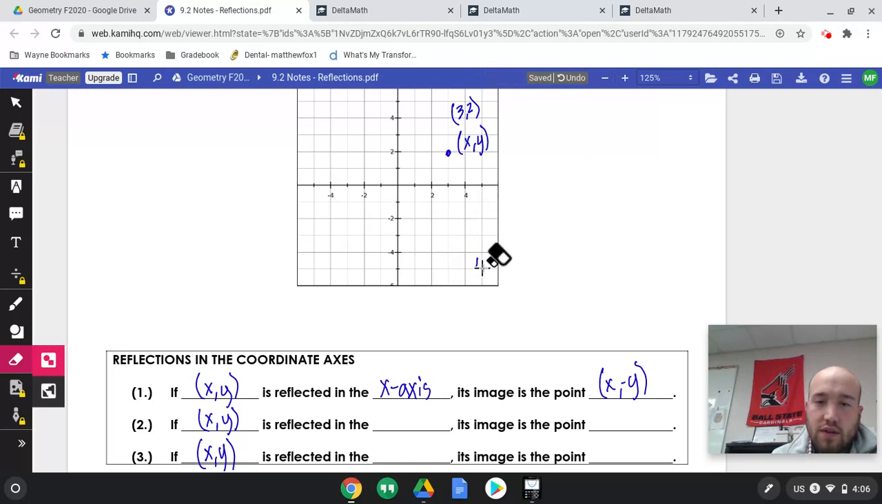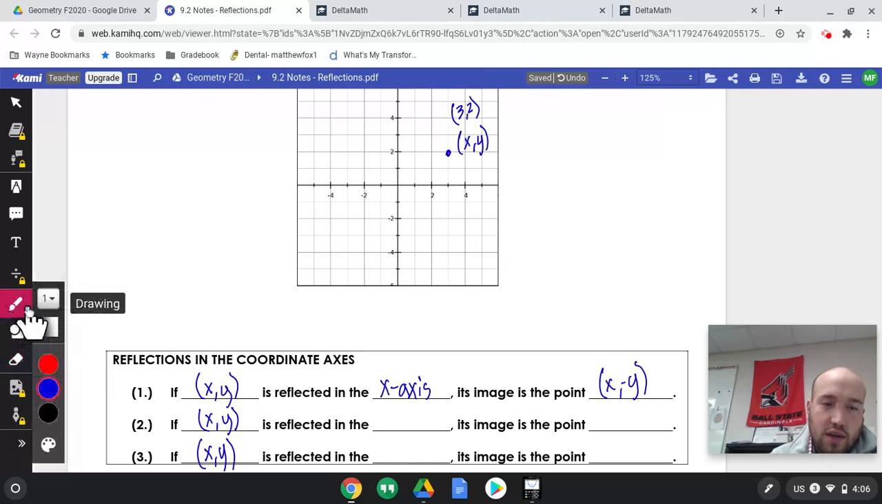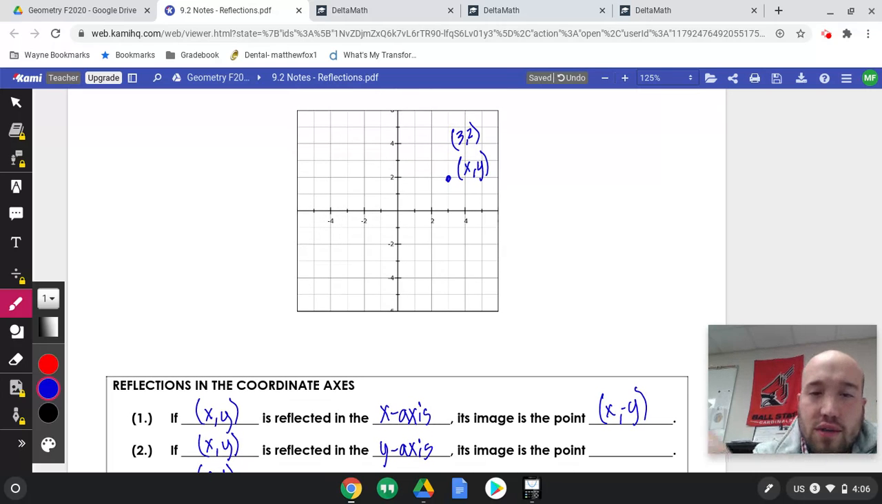All right, so now the same concept, except let's take that point of 3, 2, or the xy coordinate, and let's reflect it over the y-axis. Now, if that's the case, the y-axis, hopefully you guys know, it's right here. So if we reflect, it's 1, 2, 3 away, so 1, 2, 3. That point would be at negative 3, 2.